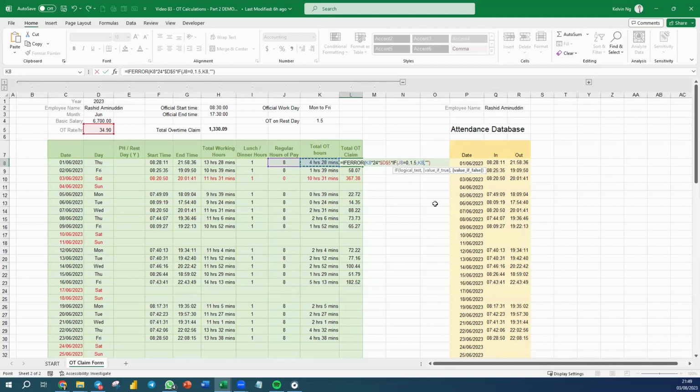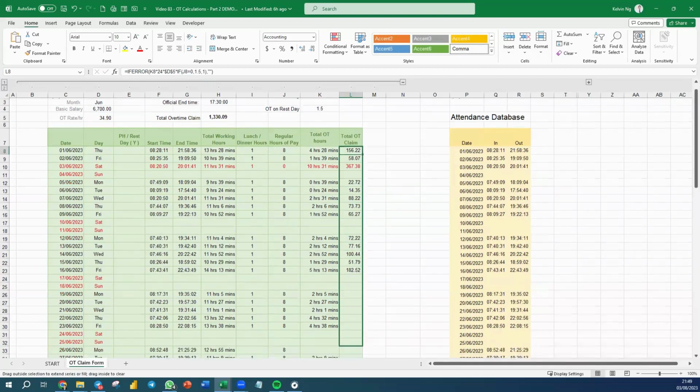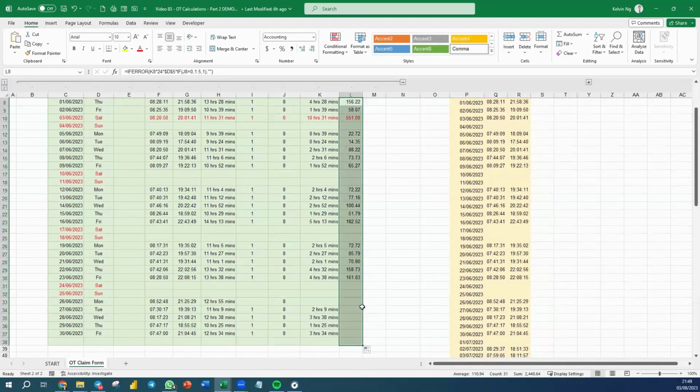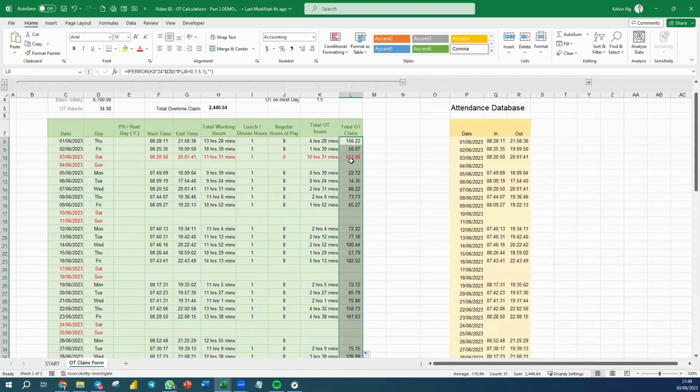No, this is 1, not K, 1. Then I'll press enter. Okay, I should close the bracket and press enter. There you go. So when I copy this one down, I should be getting the calculation done. This is 1.5 times the amount that he's supposed to be paid. All right, so not that difficult after all, right?